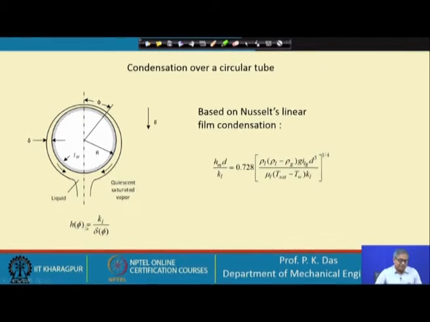h varies along the periphery, that means with the angle phi, and by integrating we get this kind of a formula. So, this is what we get for outside heat transfer coefficient, how to determine the outside heat transfer coefficient. Maybe we will refer back to this formula once again.